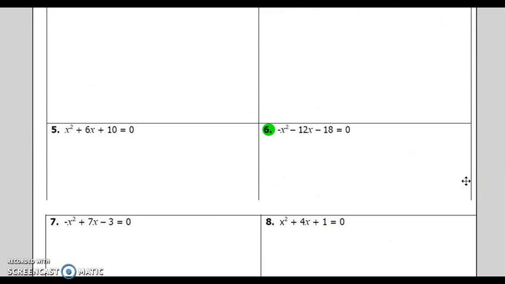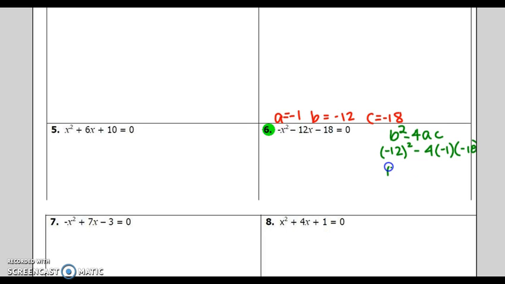All right, so let's take a look at number 6 next. So number 6 is already equal to 0, so we can go ahead and label our a, b, and c. So a equals negative 1, b equals negative 12, and c equals negative 18. Remember, there's no exponents, no variables. So we want to do our b squared minus 4 times a times c first. So that's going to be negative 12 squared minus 4 times negative 1 times negative 18.